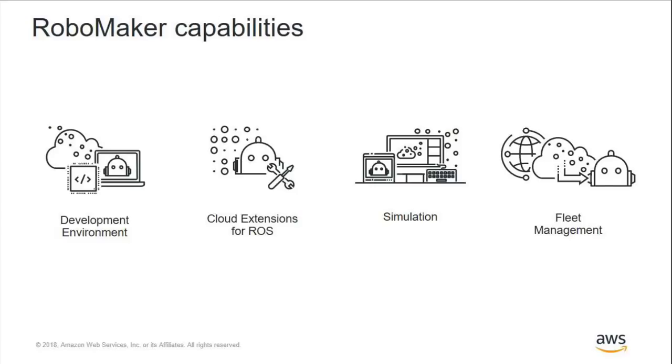Now, let's get into the core of the content. What it really is, RoboMaker. RoboMaker is a service. It has 4 independent yet integrated capabilities. It has a development environment in the cloud for application development. It has cloud extensions for ROS, which extends the robot operating system framework to connect to AWS services for building intelligent and powerful functionalities into the robots. It has simulation as a service and also fleet management capability for over-the-air deployment.